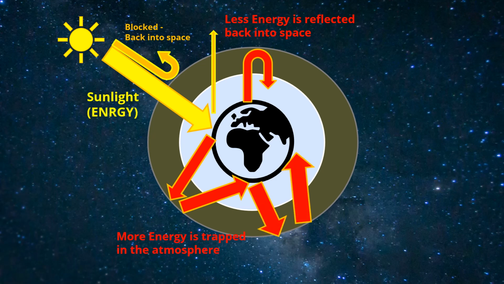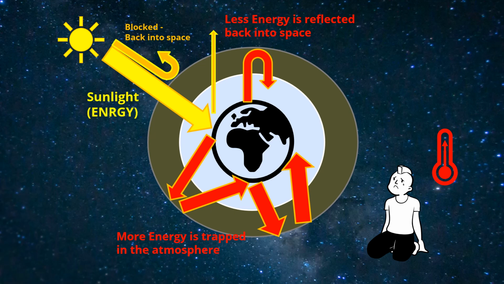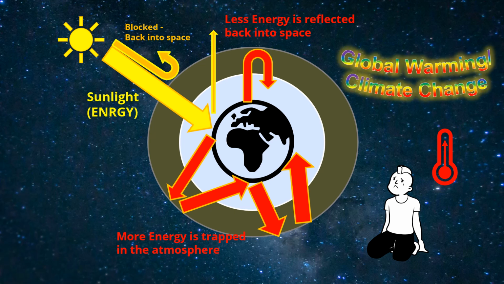Also, more of that energy is trapped as heat within the atmosphere. So what this means is that less energy is able to leave and more energy is getting trapped in this thicker atmosphere. When you have more energy, that means you have much more heat. And that is not a great thing for humans or a lot of other organisms living on the planet. And this is what is leading to global warming or climate change.